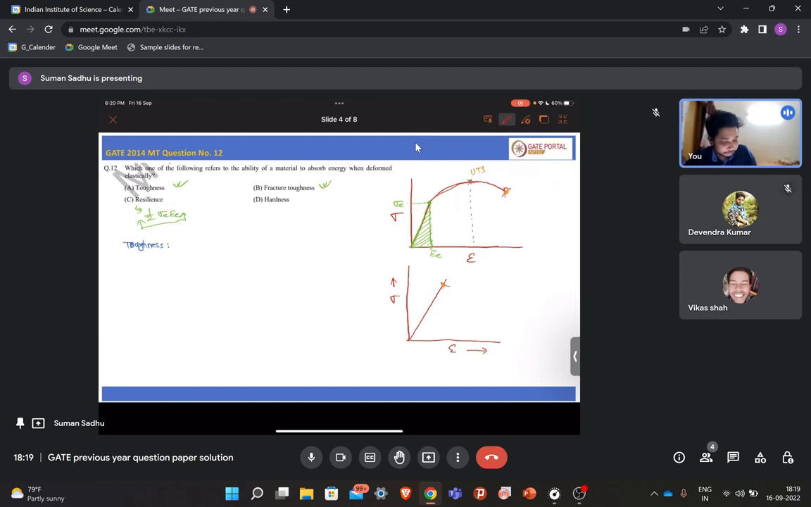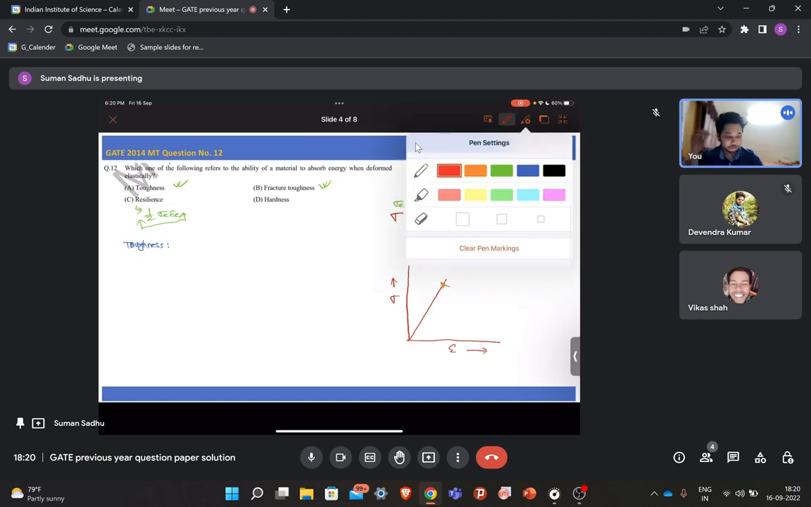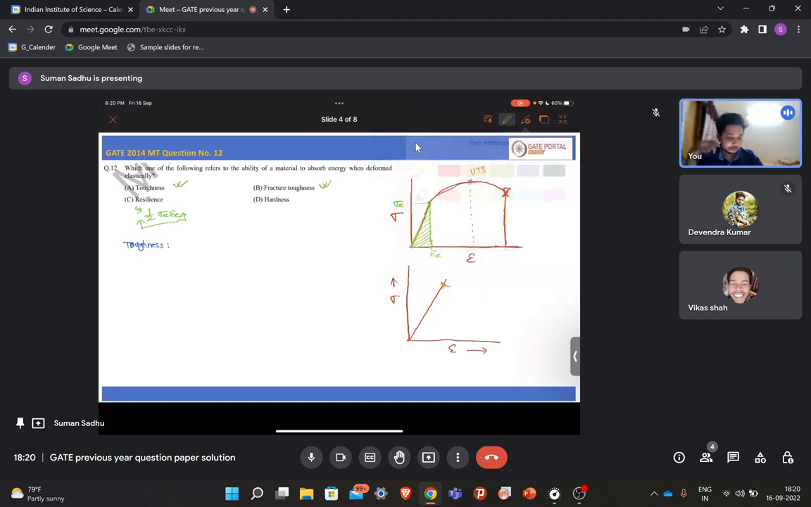That means up to this point, not up to this point. Up to this point, it is deforming plastically, right? And then it is fracturing. Then it is broken into two pieces. So then, what will be the toughness? Toughness is basically this total area under the stress strain curve. This is your toughness.